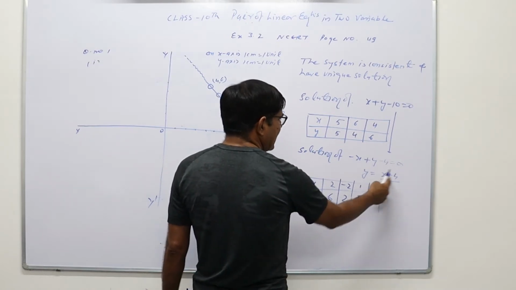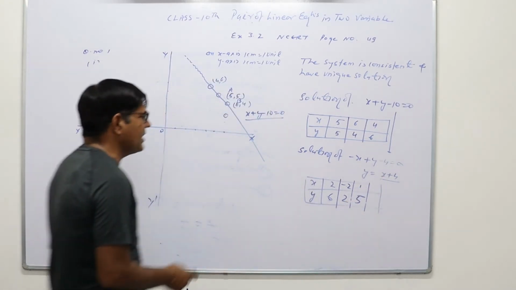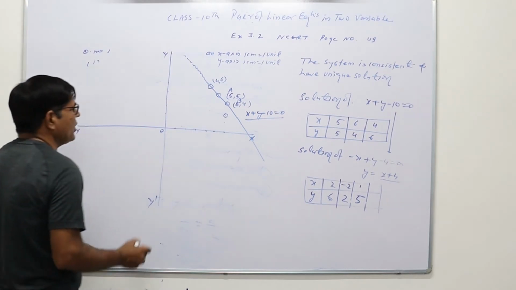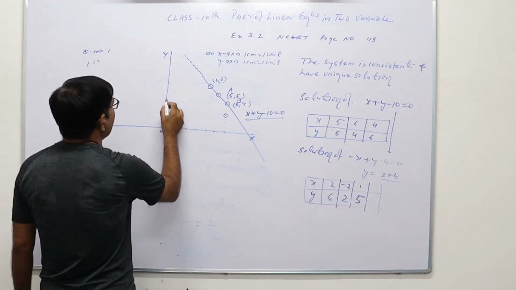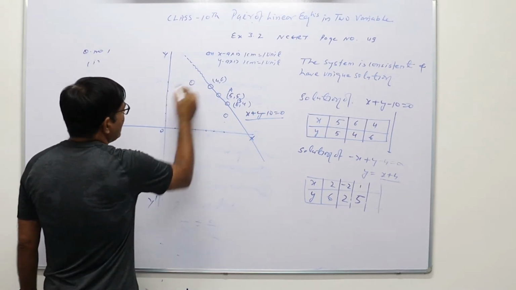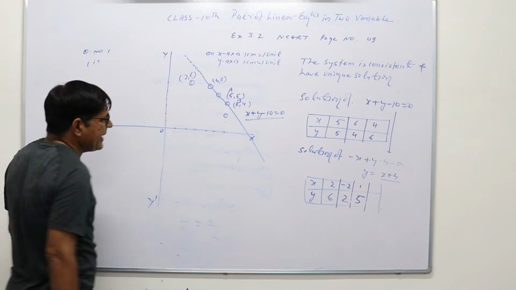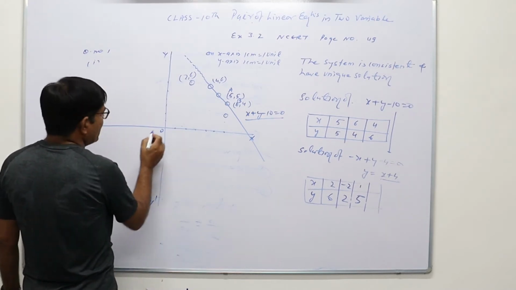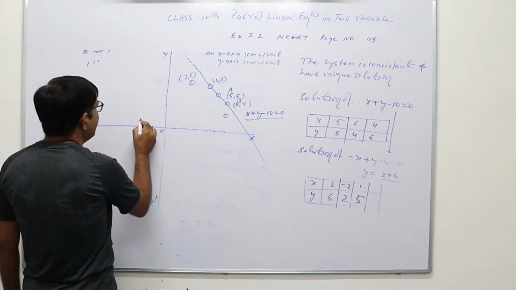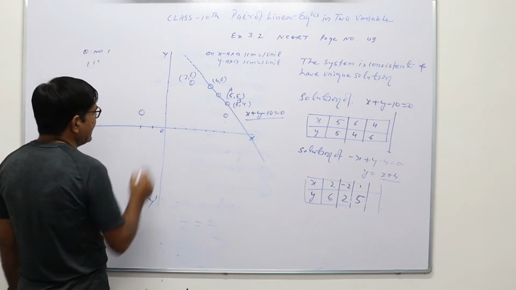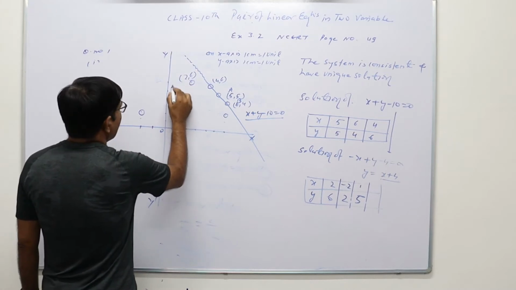When x is equal to -2, y is equal to -2 plus 4, which is 2, and when x is equal to 1, then y is equal to 5. Now plot: when x is equal to 2, then y is equal to 6, which means 1, 2, 3, 4, 5 and 6. So this will be one point, that is (2, 6). Then second, when x is equal to -2, then y is equal to 2, and when x is equal to 1, then y is equal to 5, this is (1, 5).